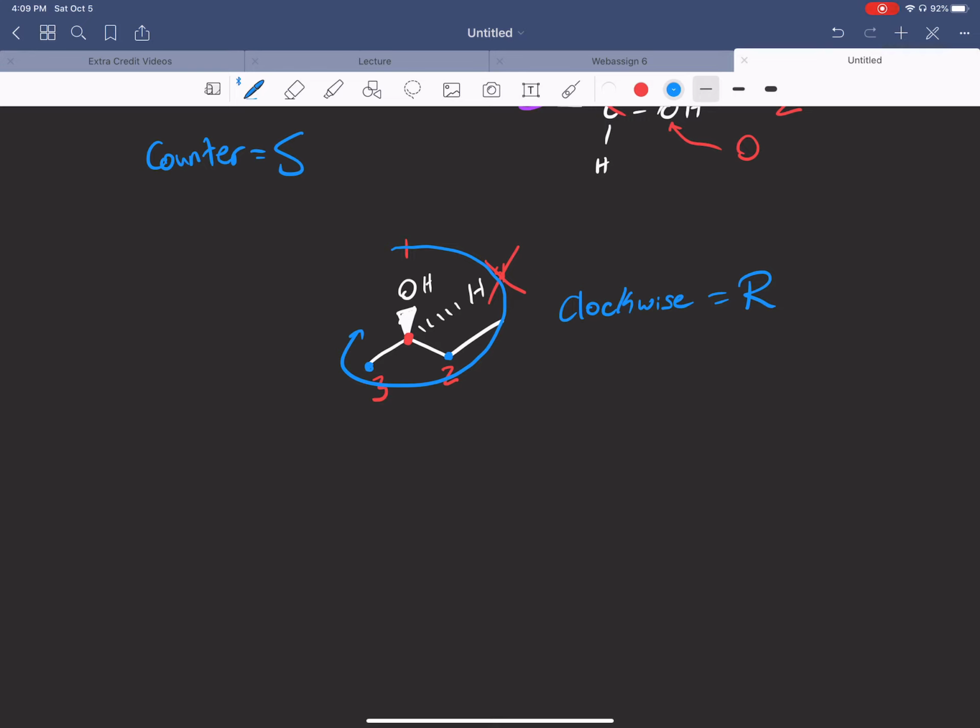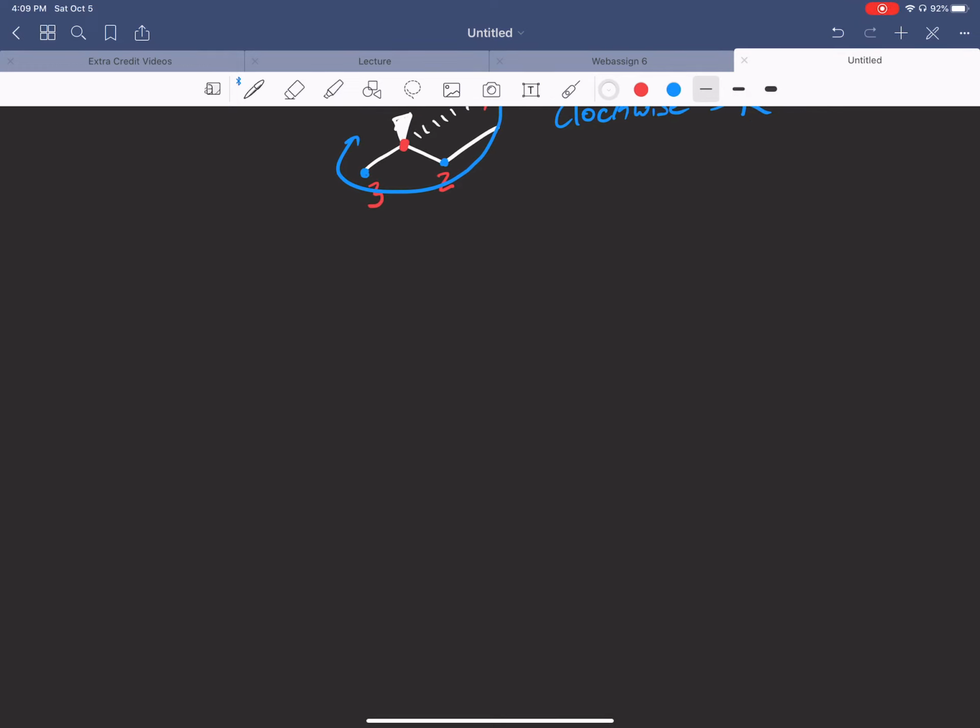Okay, and so let's do one example now where we have the medium scenario, and in the next video I'll cover the hardest scenario. I'll make a separate video for it. So let's say we have this carbon, OH, CH3. Okay, so first thing we should do is ask, is this chiral? Yes, it has 4 unique substituents, it's tetrahedral, and it's sp3 hybridized.